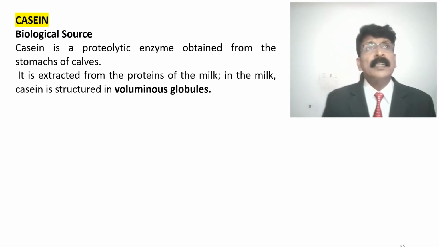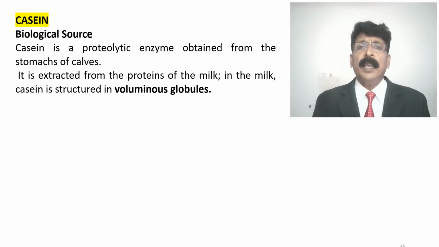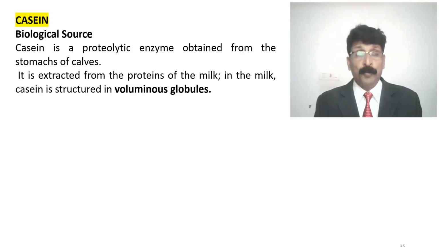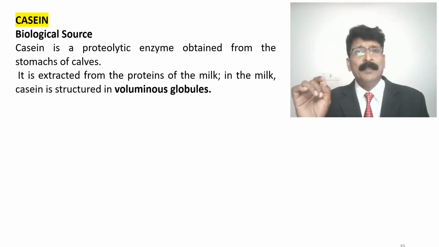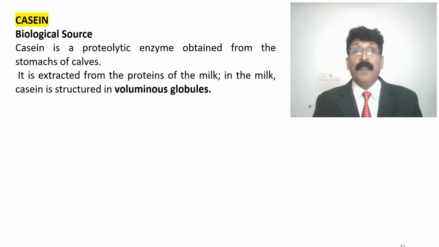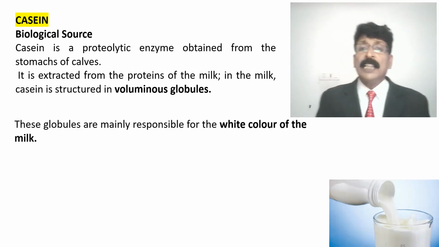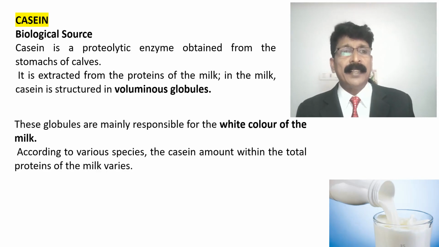Casein is a protein obtained from the milk of cows. It is extracted from the protein of the milk. In the milk, casein is structured in voluminous globules, that is, small globules. Milk is a natural emulsion which is white in color because all the light gets scattered by these small white globules, which scatter all the visible light rays.